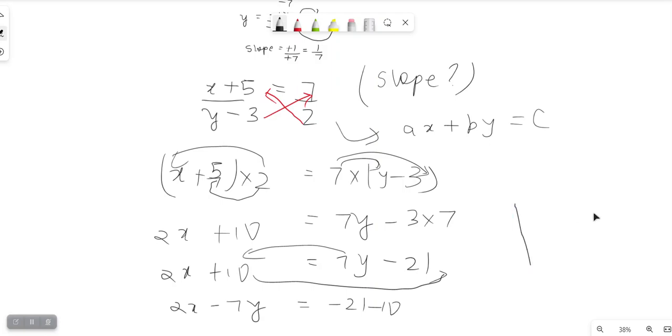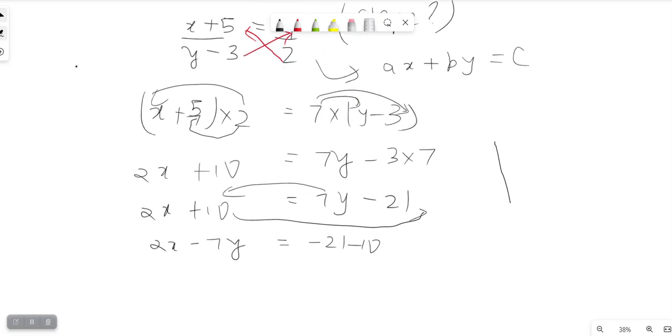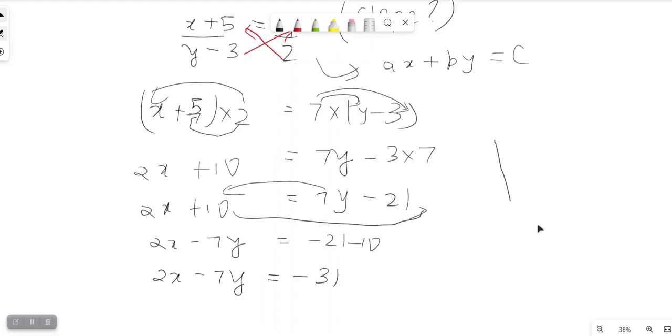And when I take this to that side, I get 7x minus 2y equal to minus 41. Now from this it is very easy to get the slope.